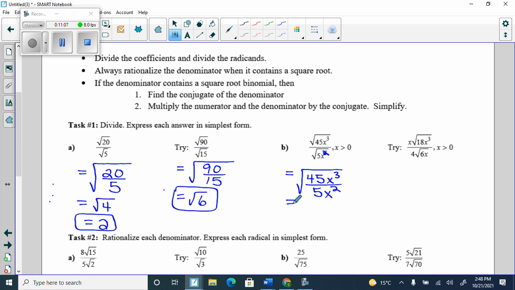Okay, what's 45 divided by 5? 9. And this x cubed and this x squared, 2 of these x's can cross off 2 of these, and I'm just left with an x on the top, correct? And my denominator's all gone. Can I reduce that at all? Yes. What can it break down into? 3. The 9 can come out as a 3. So my answer would be 3 root x, and what do I have to do when I have a root x? x is greater than or equal to 0.